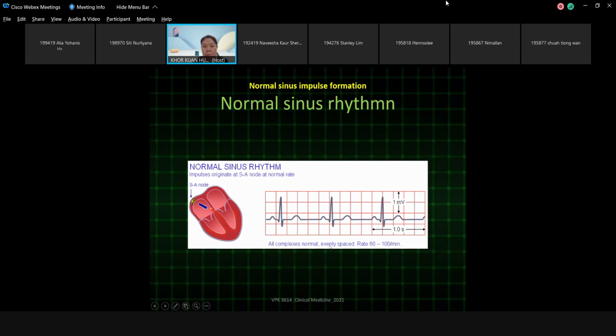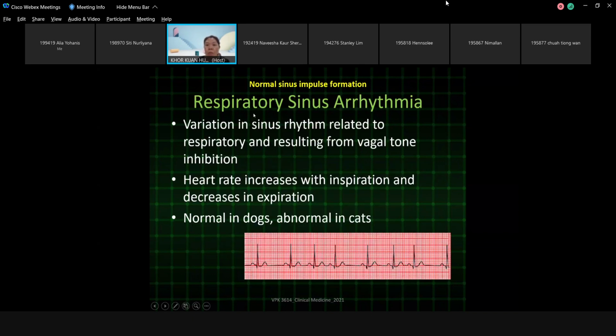Normal sinus rhythm, PQRST, PQRST, PQRST. Normal lah. Okay? So the impulse starts from the SA node, goes to the AV node. Semua orang baik-baik. Good friends. P, good friend with the R. P, you have your R. P, you have your R. Interval pun cantik.